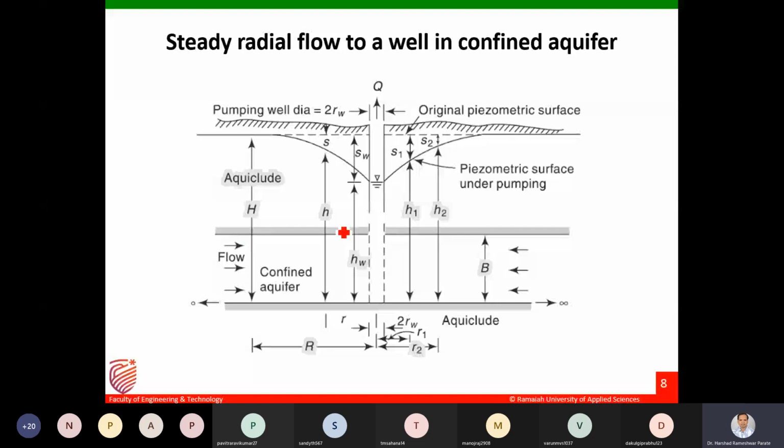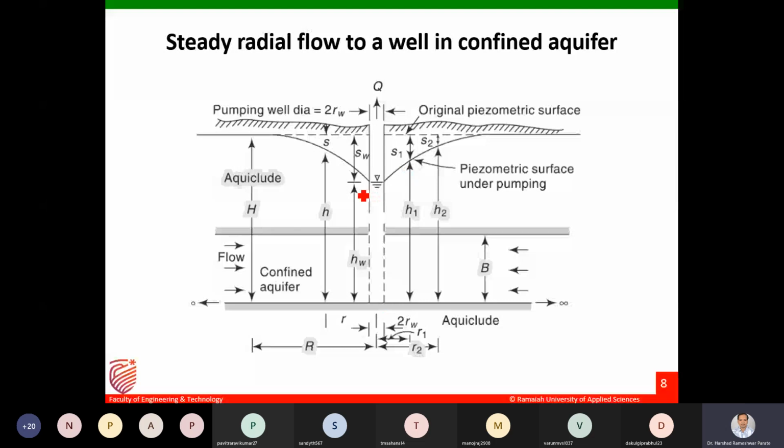So this you can see is a confined aquifer. So this is the top confining layer. This is the bottom confining layer. The depth of this is B. You can see we have drilled a bore well here. What you can see as dotted lines, those are the perforated casings.